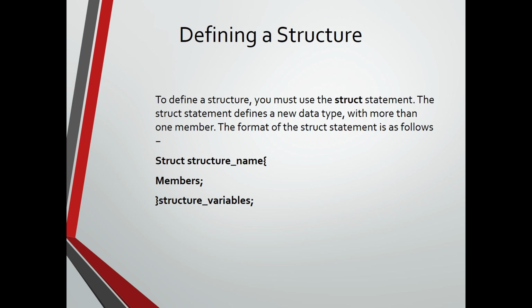Now how to define a structure? For defining a structure we use a keyword named struct. Here is the syntax for how to define a structure, in which there is the struct keyword, the name of the structure, then the members of it, and as soon as the curly brace is over we have to write the structure variables. We can write more than one member and we can also write more than one structure variable separated by commas.